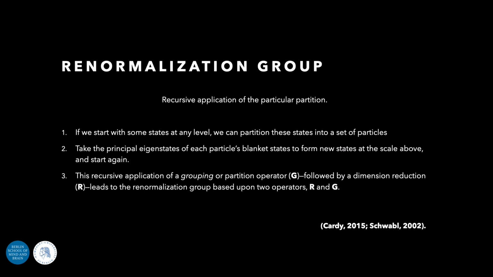This is where the Renormalization Group comes in: a recursive application of the particular partition. In other words, if we start with some states at any level, we can partition these states into a set of particles based upon how the states are coupled to each other. We can then take the principal eigenstates of each particle's blanket states to form new states at the scale above and start again. This recursive application of a grouping or partition operator G, followed by a dimension reduction R, leads to the renormalization group based upon two operators R and G. In theoretical physics, the renormalization group refers to a transformation that characterizes a system when measured at different scales.